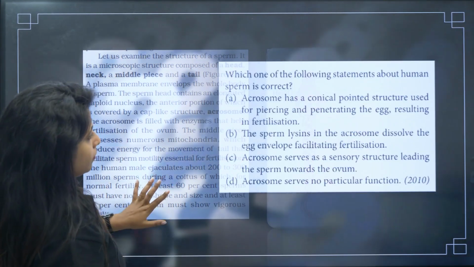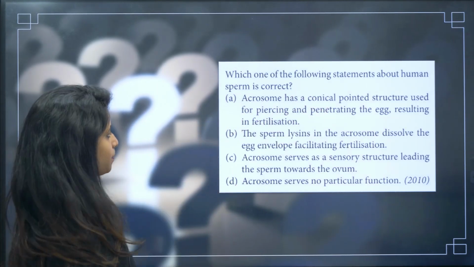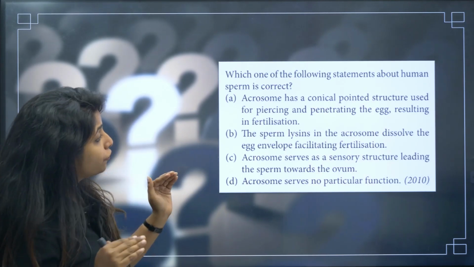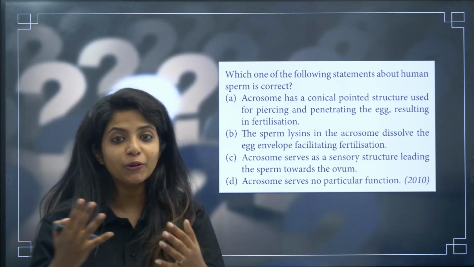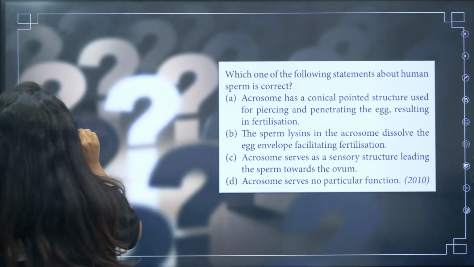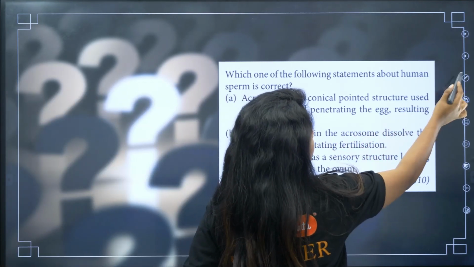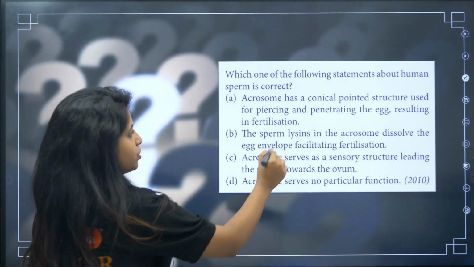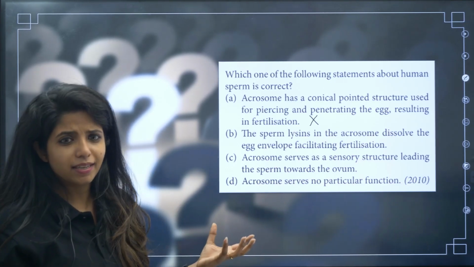Clear? Now let's see the questions. Which one of the following statements about human sperm is correct? Let's see. The acrosome has a conical pointed structure used for piercing and penetrating the egg, resulting in fertilization. I don't think it's so pointed that it can go in and cleave the egg. If you read this statement, you will come to know that it is entirely wrong. It has nothing to do with a pointed structure.